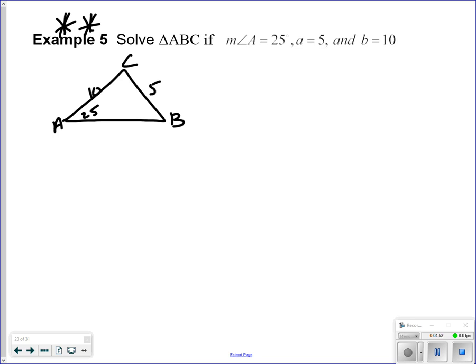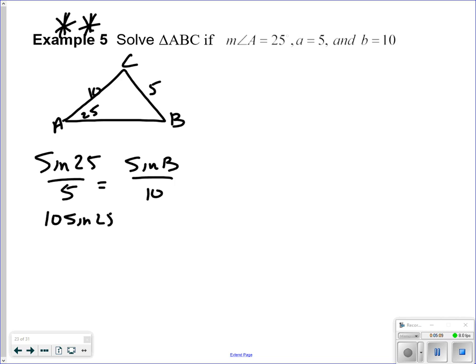I have an acute angle. The side opposite is smaller than that of the adjacent. This could be two triangles. Here's how you know. Go ahead and start doing the law of sines, just like you always would. So the sine of 25 over 5 equals the sine of B over 10. Cross multiply. Divide.